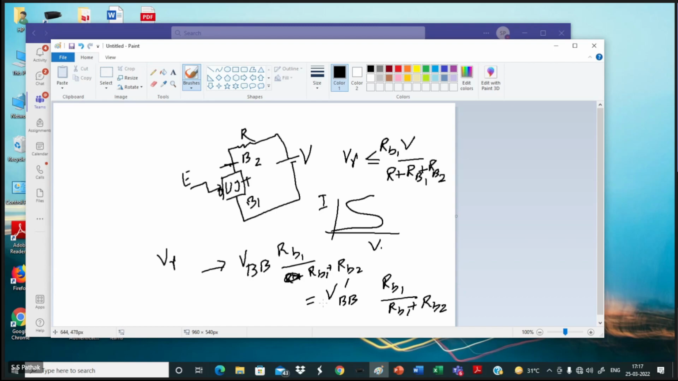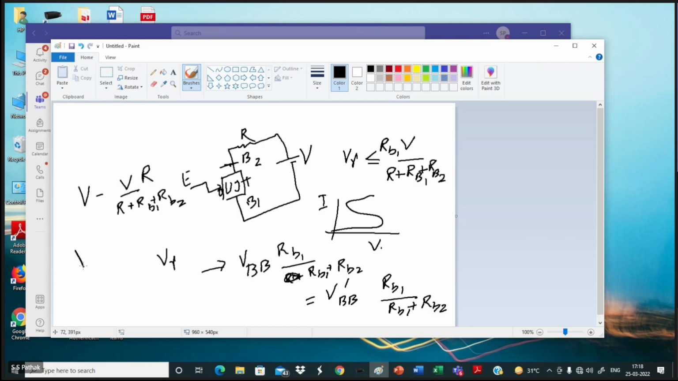What is VBB dash? That means this V minus this current into R. Okay, V by R plus RB1 plus RB2 into R. Okay, so this will be my VBB dash. Okay, V minus VBB, it's all like that. So whatever question is asked, accordingly you can put the value of V, you get the answer that way.